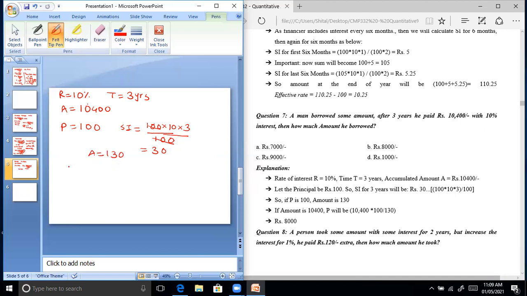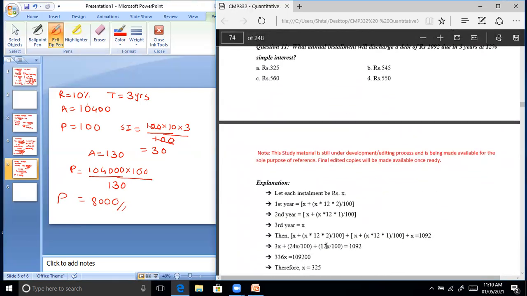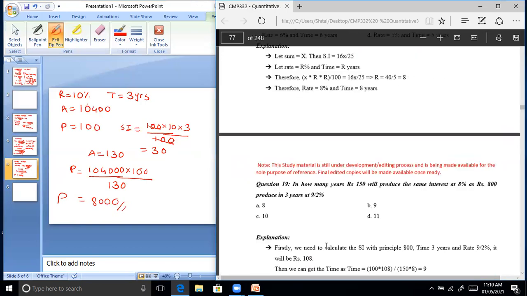So if the amount is 10,400, P will be 10,400 into 100 divided by the amount, that is 130. So you will get the principal as 8,000. Okay. So next we will see the compound interest questions.